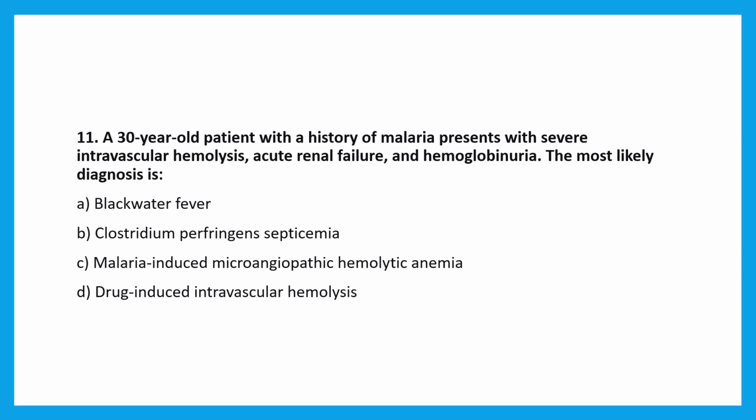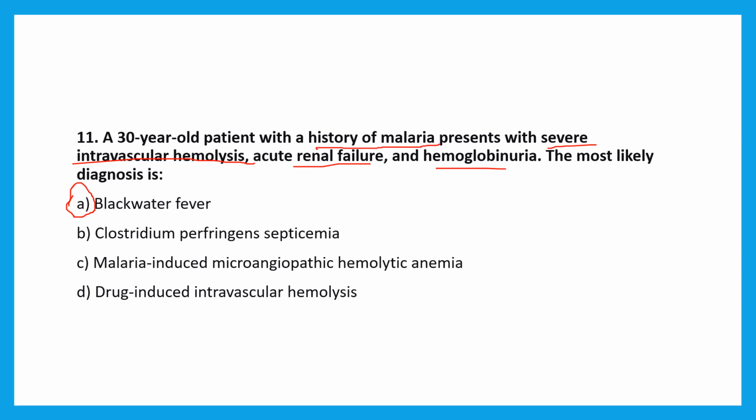A 30-year-old patient with a history of malaria presents with severe intravascular hemolysis, acute renal failure, and hemoglobinuria. What is the most likely diagnosis? So look at this, this is also a triad. These are very, very visible signs. I'm going for blackwater fever. Why? Blackwater fever is very specific. In other words, it's a specific and severe complication of what?